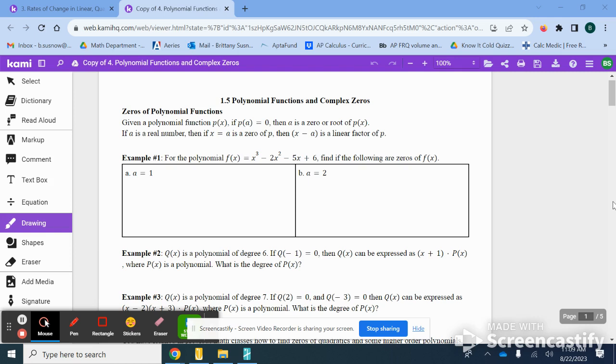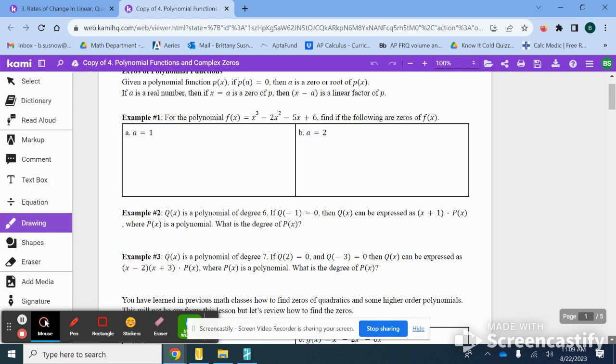The other part of that is saying if it's a real number and it's a 0, then you write it out as x minus a. So here's what we're talking about. For the polynomial, this long guy, find if the following are zeros. All we got to do is take the number I give you, 1. Let's plug it in. Let's start there.